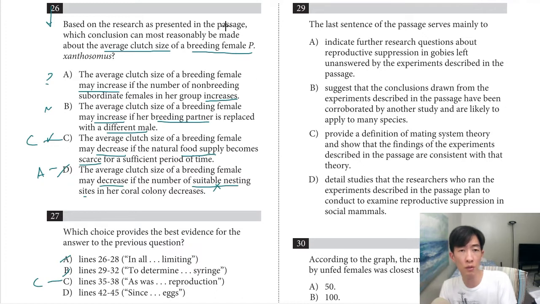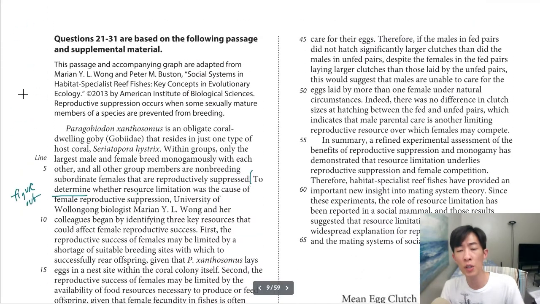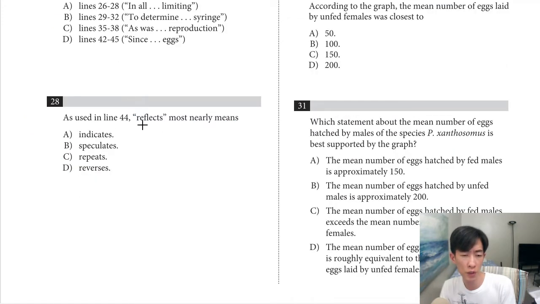Let's just check D real quick, 42 to 45. Since P. xanthomus males provide sole care of eggs, the size of a clutch hatching essentially reflects the ability of males to care for their eggs. So I'm thinking actually choice D may go along in sort of an oblique way with choice B, right? So if you were debating between C and C or B and D, I would say C and C is actually more direct evidence, because choice B up here says the average clutch size of a breeding female may increase if her breeding partner is replaced with a different male. I think you can kind of get that from lines 42 to 45, but it's definitely more of a stretch than what's written in 35 to 38, because in 42 to 45, they're not saying that they compare different males.